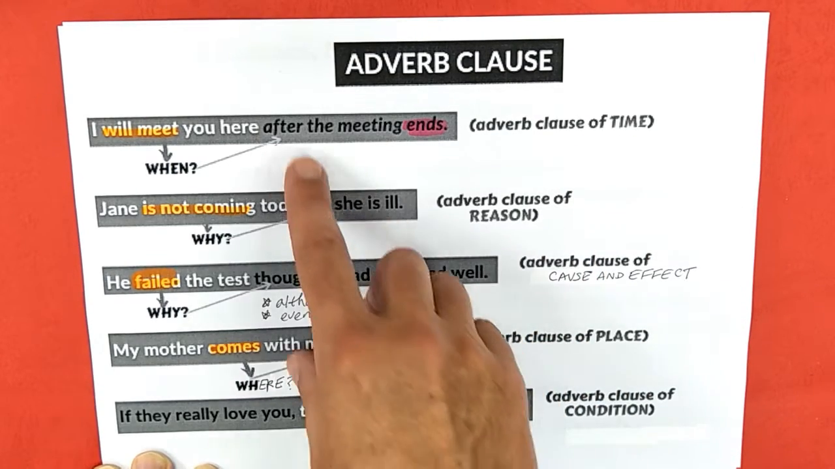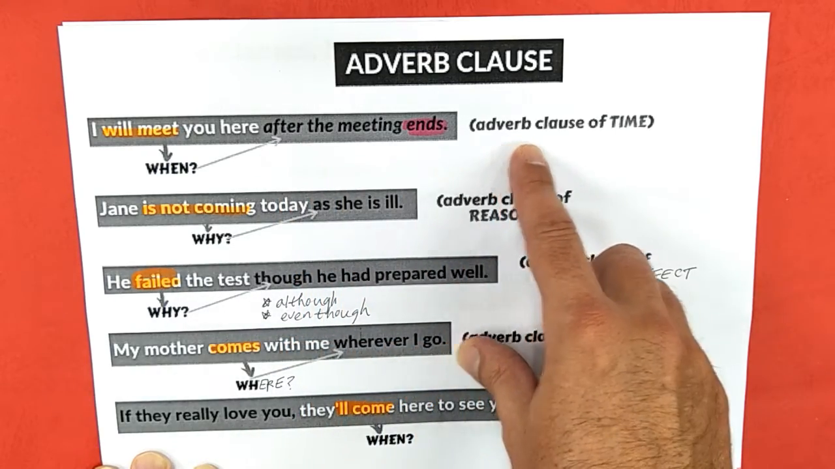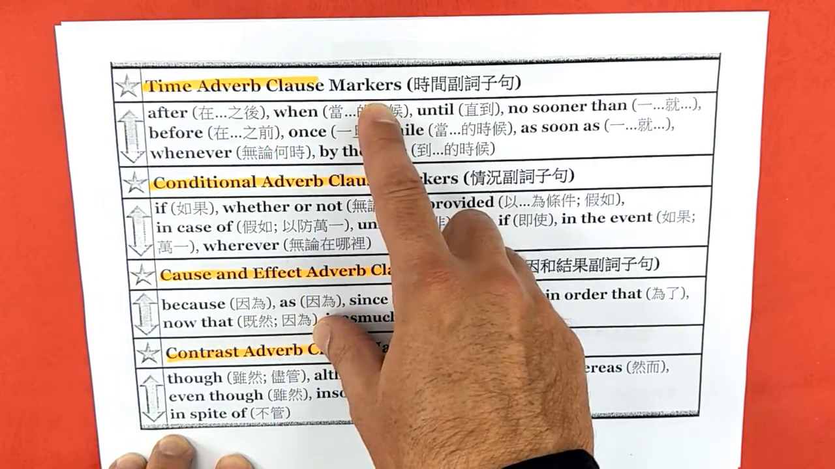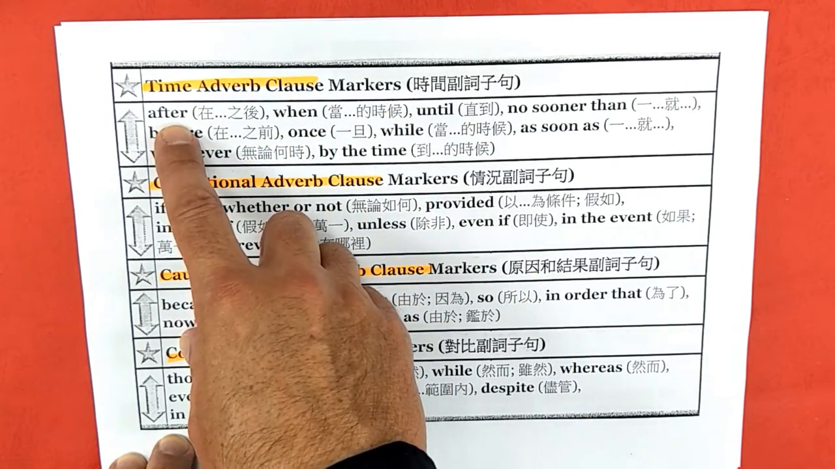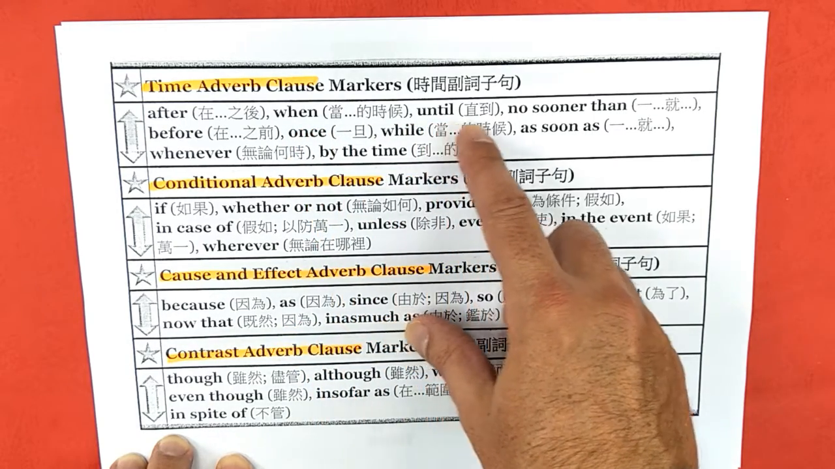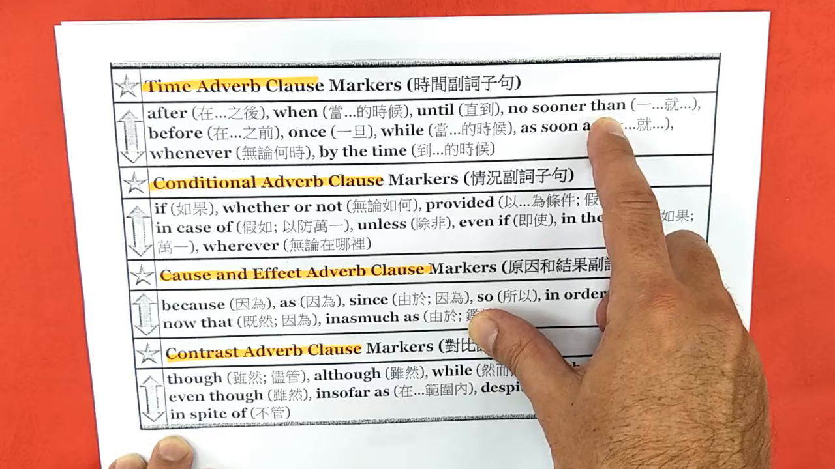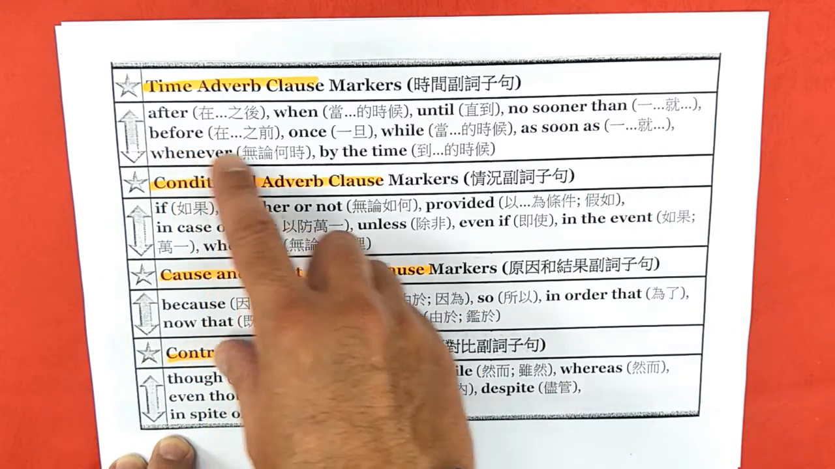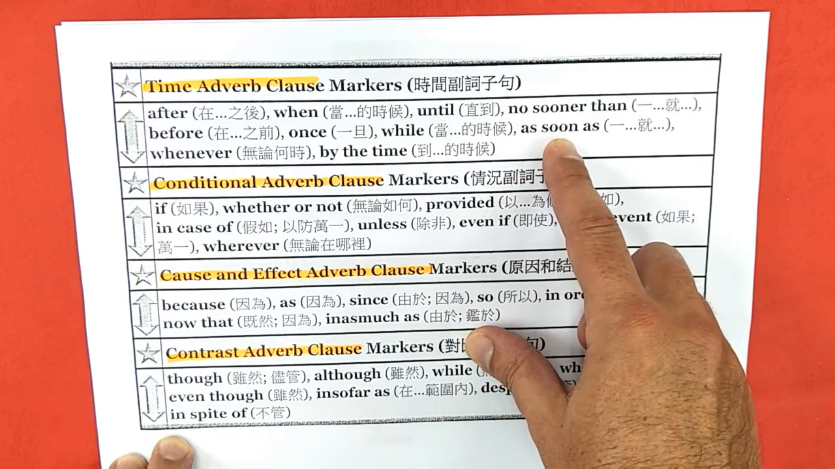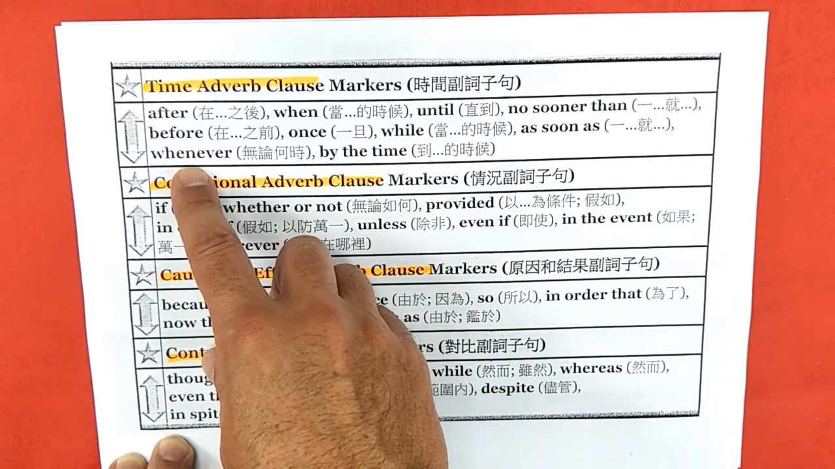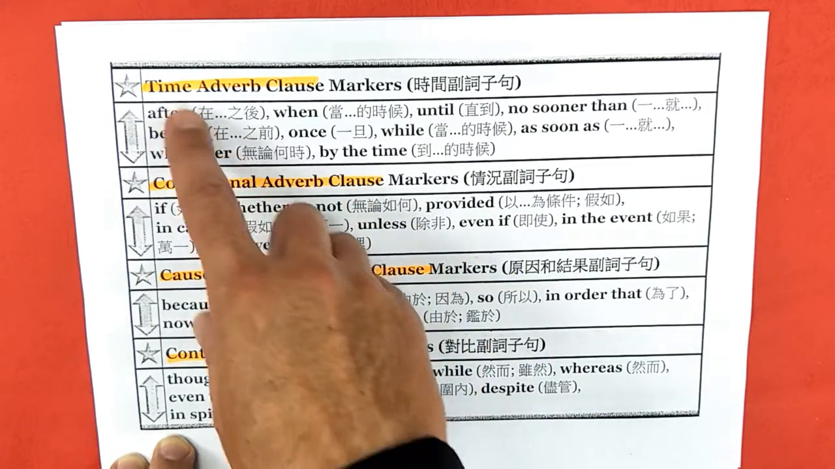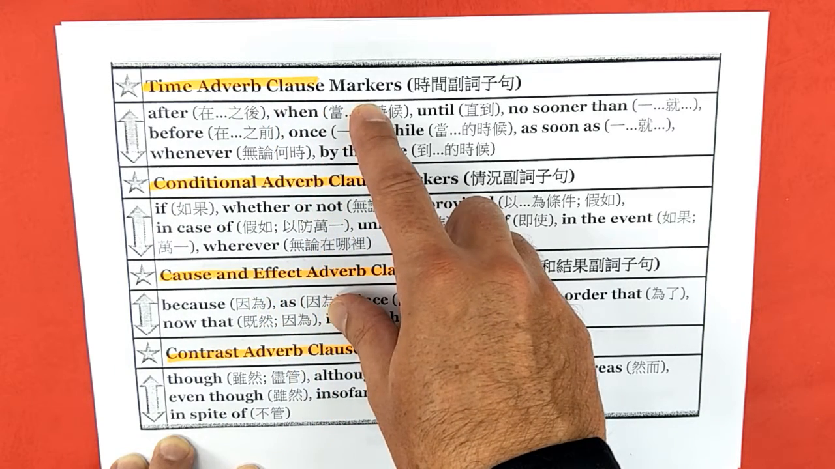Let's look at some markers for the adverb clause of time. Time adverb clause markers. After, when, until, no sooner than, before, once, while, as soon as, whenever, by the time. These are time adverb clause markers.